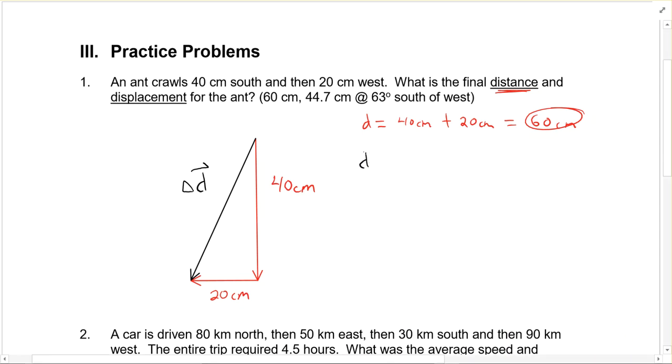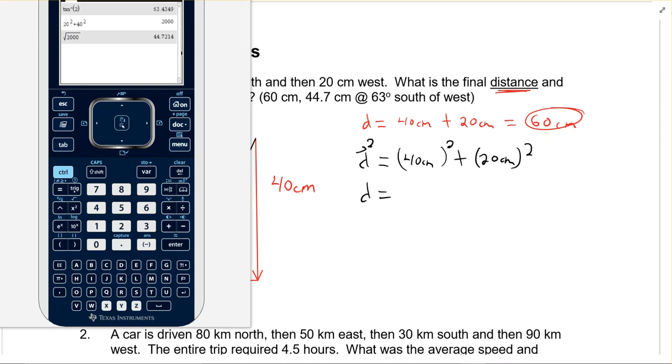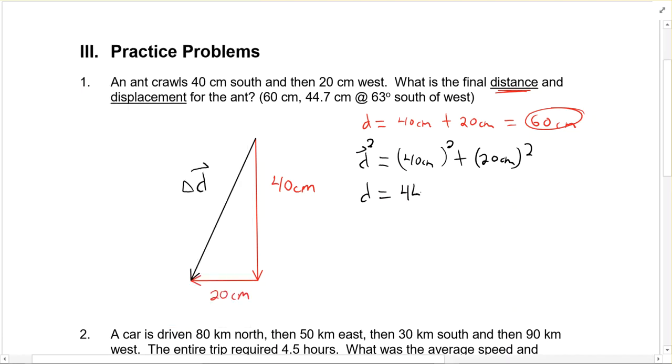So this is going to be d squared, I'm just doing Pythagorean theorem, is equal to 40 centimeters squared, plus 20 centimeters squared. So d is going to be equal to 44.7. So that's going to be my magnitude, but technically my answer should only be 45 because of sig digs here. Okay, anyway, 44.7.